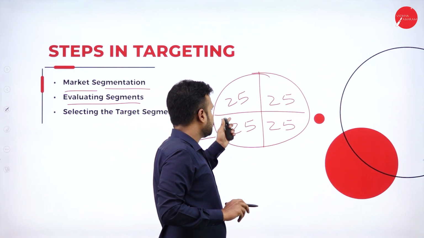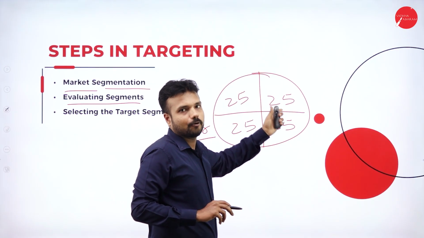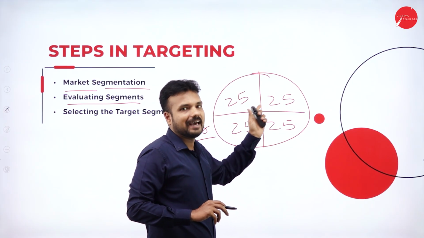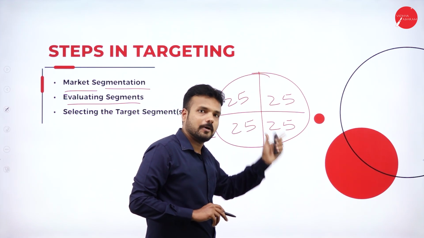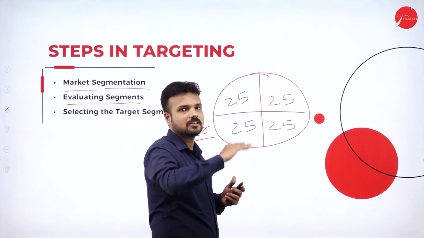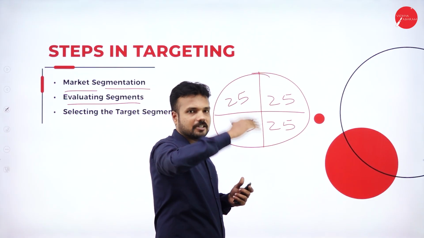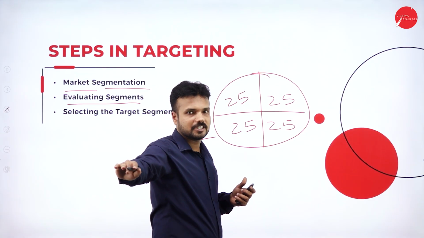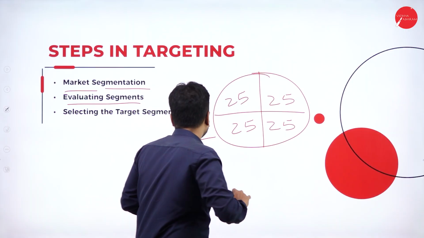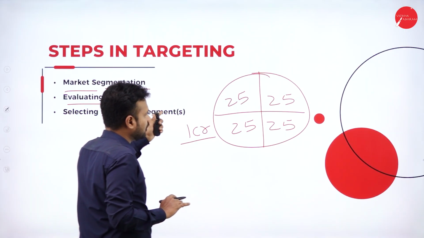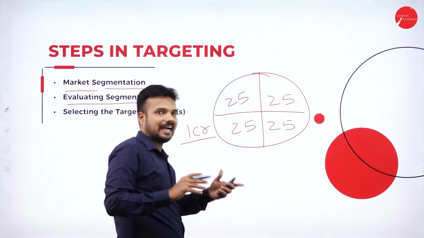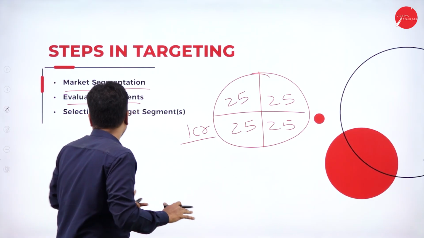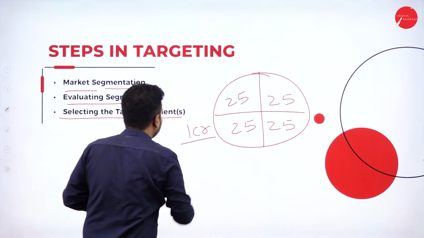Okay, so after dividing the market into 4 categories, I am going with evaluation. Who are my loyal customers, who are my potential customers, who are the customers of my competitors, who is going to purchase my product, who is not at all going to purchase my product based on the strategies. So evaluation of the market is going to happen. After evaluation of the market, I am going to come to a conclusion, that is selecting a target segment.